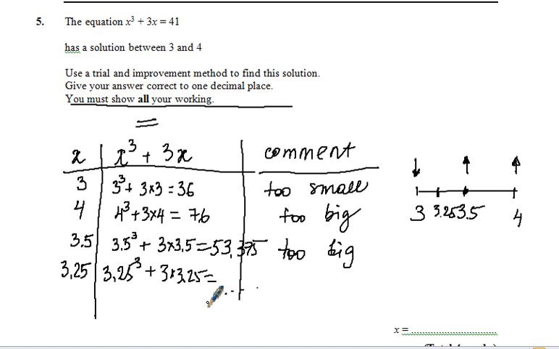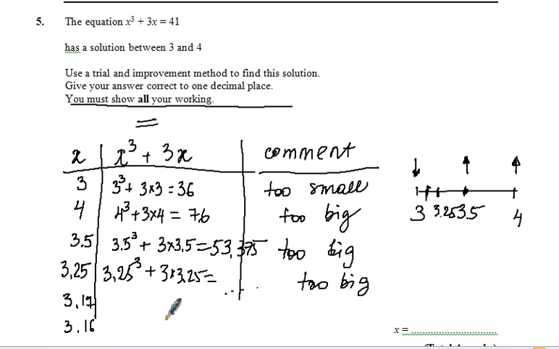Don't round it. Write as many digits as you can, perhaps 4 or 5. All right, and that number will be too big. And now what you do, you split this interval between 3 and 3.25 again into half, and now, for example, you come to 3.17, and then you start looking at numbers that would be smaller.